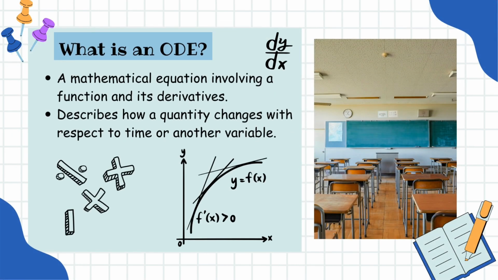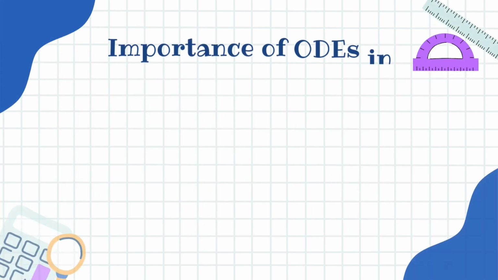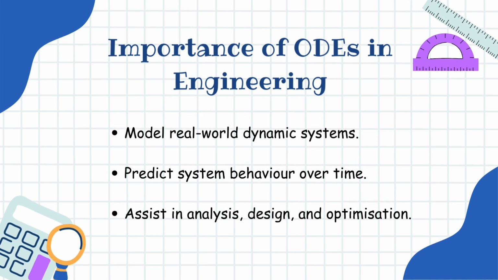What is an ODE? ODE is a mathematical equation involving a function and its derivative. It also describes how a quantity changes with respect to time or another variable. For the importance of ODEs in engineering, it can model real-world dynamic systems. It also can predict system behavior over time. Other than that, it can assist in analysis, design and optimization.